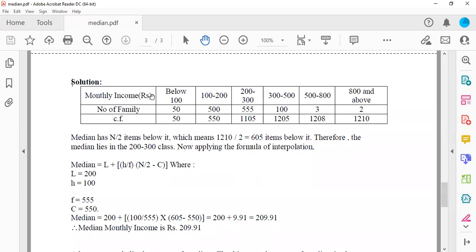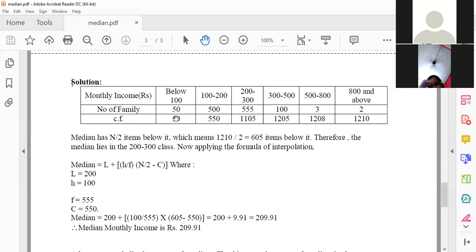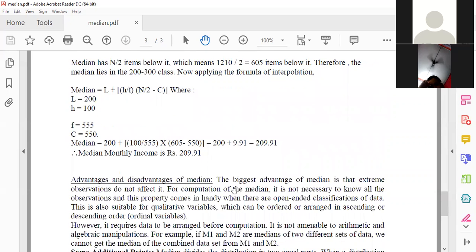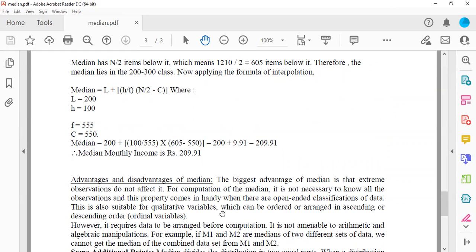or maximum frequency arises in the first class, below 100. This does not affect the median calculation. But if there are some extreme values, the arithmetic mean will be affected by the presence of extreme values.